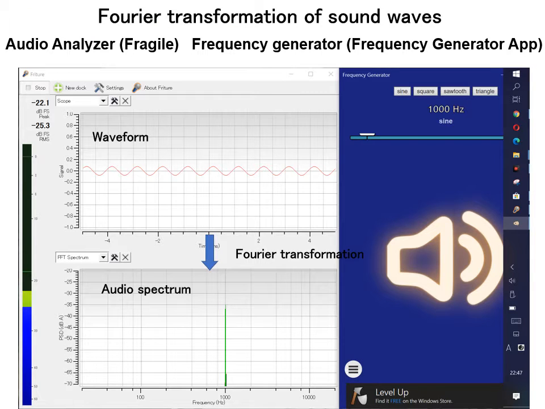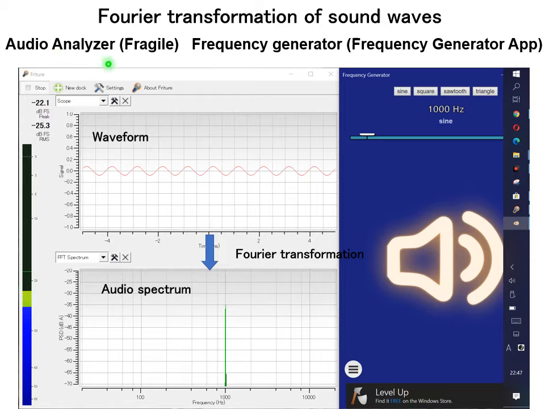Next, let's confirm the relationship between the waveform and the spectrum obtained by Fourier transforming it by experiments using sound waves. For this experiment, we used software called Frequency Generator on the right side of the screen and software called Audio Analyzer on the left side of the screen.